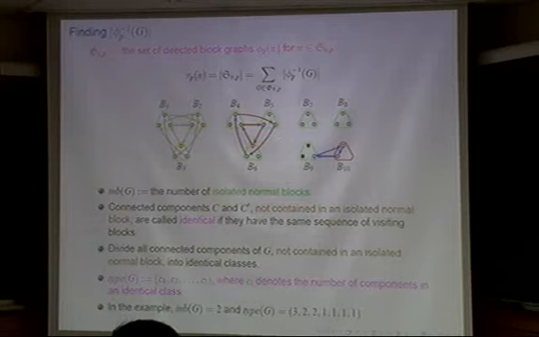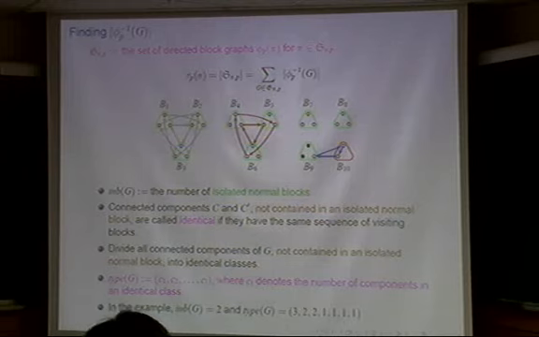Two connected components are called identical if they have the same sequence of visiting blocks. So here, these three gray paths are identical, these two purple cycles are identical, and these two black fixed points are identical. If one of these cycles is ordered reversely, then they are not identical. They are identical because they have the same orientation.